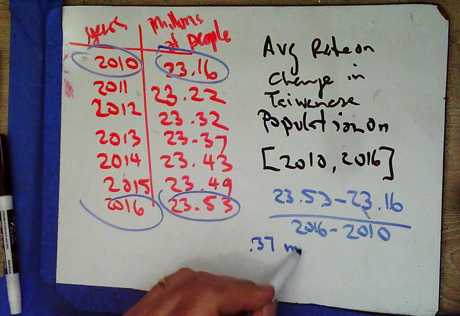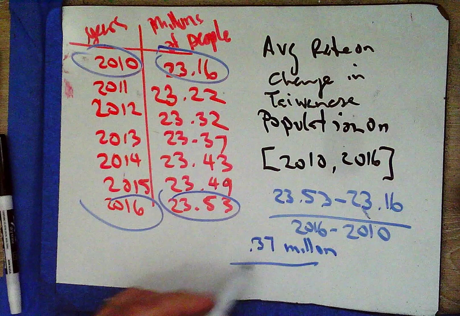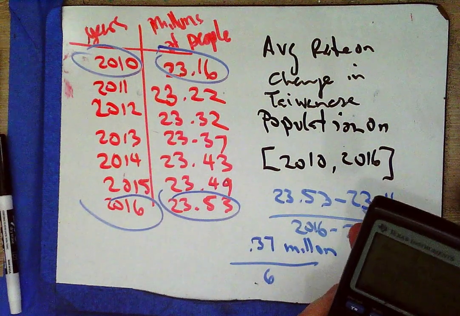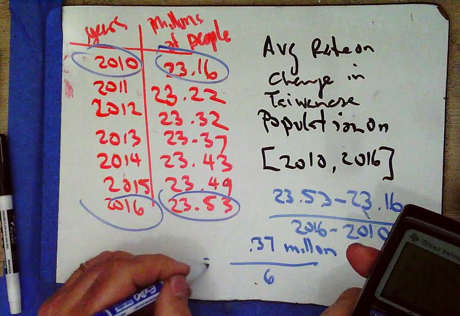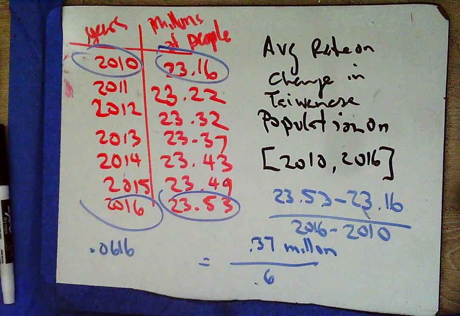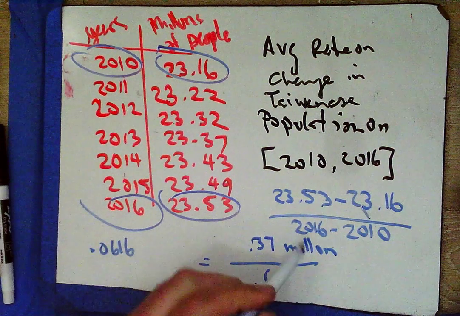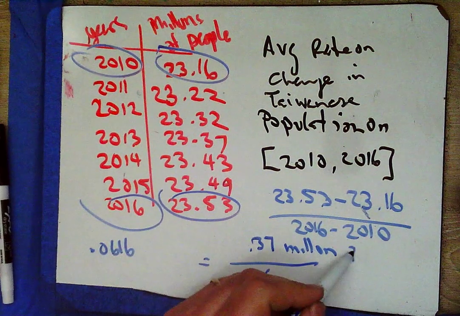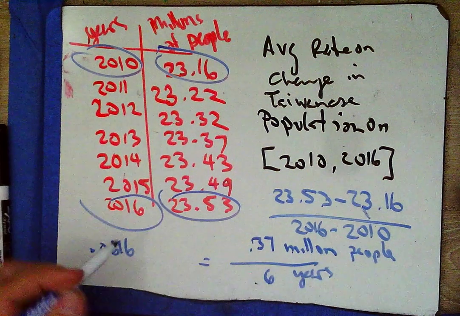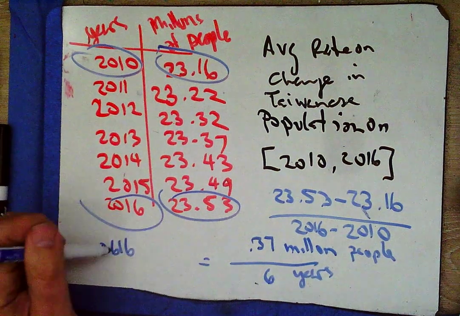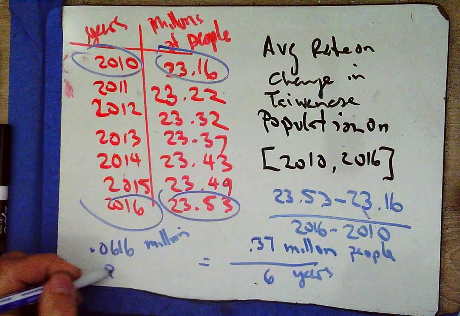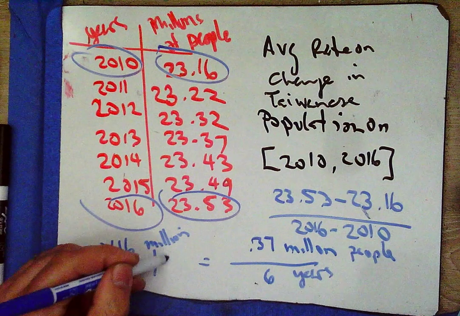37 million. And on the bottom, I get 6. So 0.37 divided by 6 equals 0.0616. And don't forget the units. So we have millions of people on top, and we have years on the bottom. So 0.0616 million people per year.